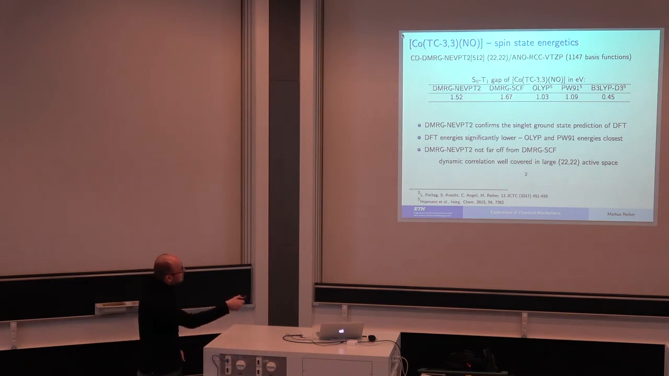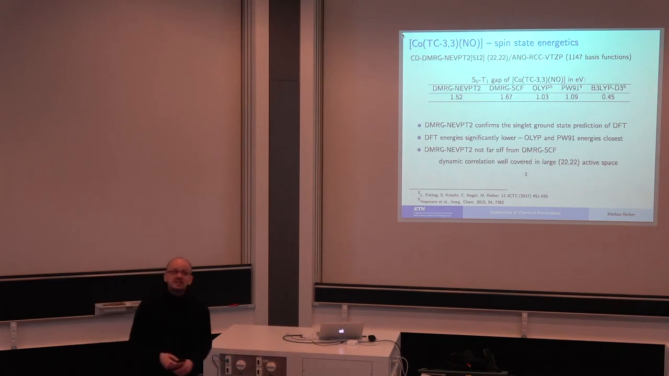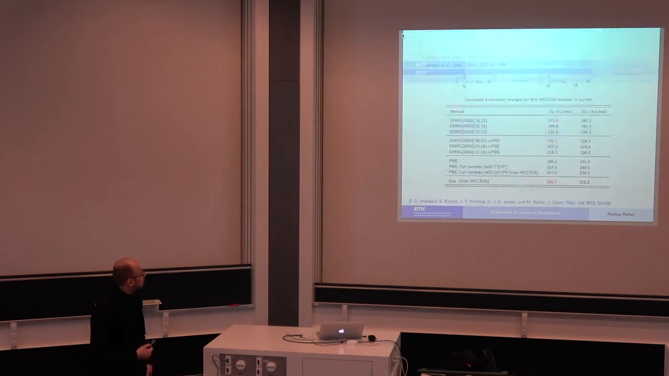You see, these are the DFT results that were obtained for the gap between the singlet and triplet states in electron volts, and it ranges from 0.45 to 1.09. We do a DMRG SCF calculation with the settings that you have seen before. We get 1.67, then we add dynamical correlation. It's with DMRG NeFPT2, that's a specific multi-reference perturbation theory with nice formal properties. We get 1.52, and the difference is not large, which basically tells you that dynamic correlation is not that large in this system. So this works. It's for an active space with 22 electrons in 22 orbitals and more than 1,000 basis functions.